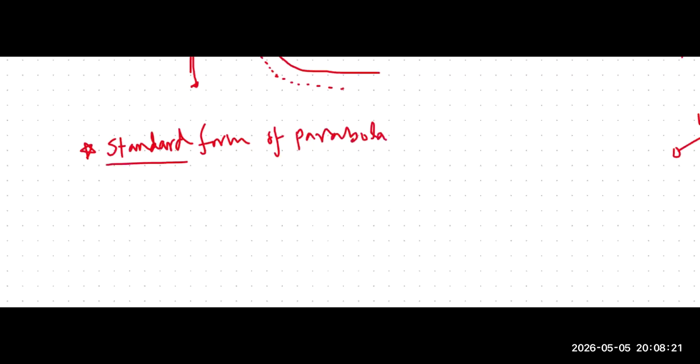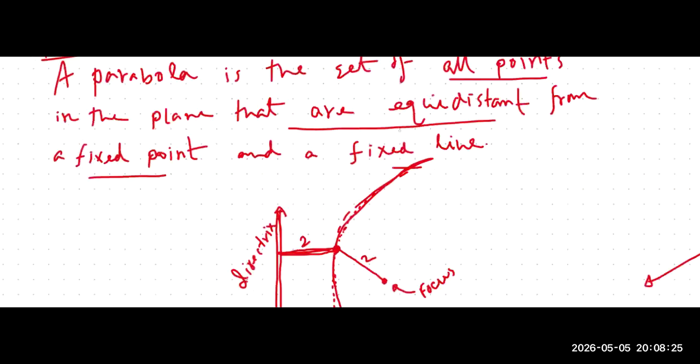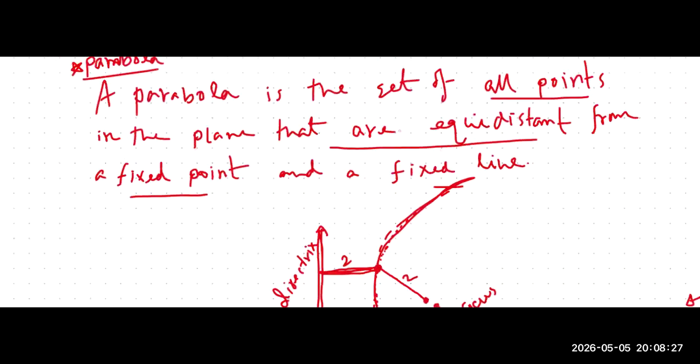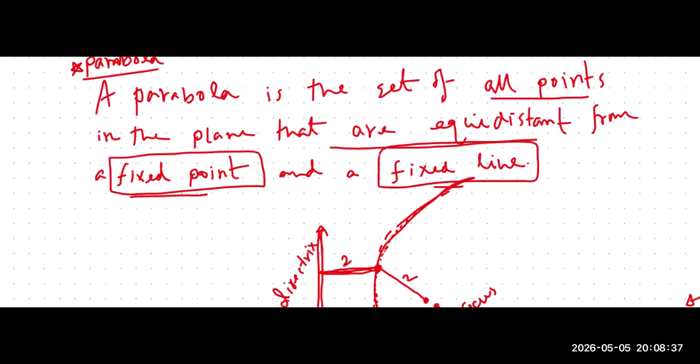So for calculating the equation of a parabola, two pieces of information must be given. One is a fixed point. We need to fix a point, and then a fixed line. The line is called the directrix line. So for calculating the equation of a parabola, we need to fix two quantities. One is a fixed point and the other is a fixed line.